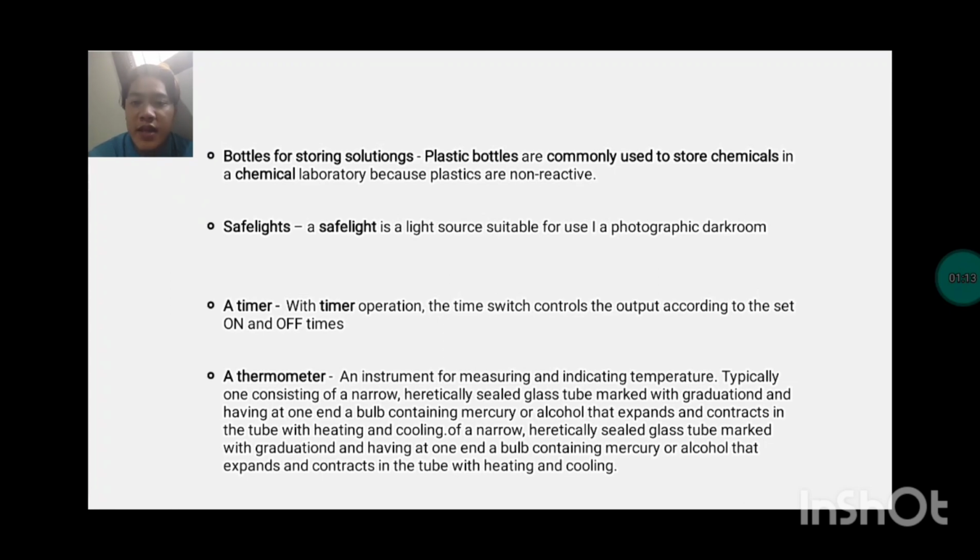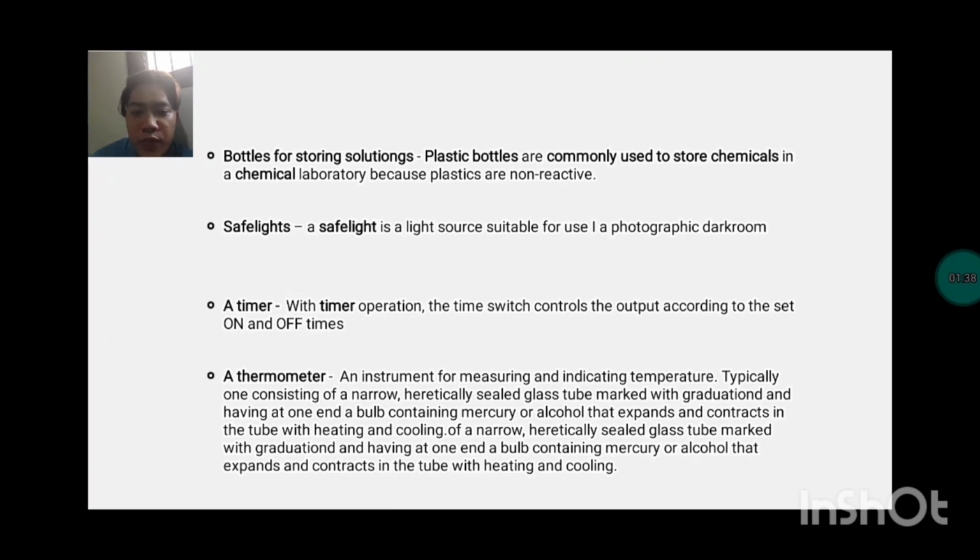Safelights. A safelight is a light source suitable for use in a photographic darkroom. A timer: with timer operation, the timer controls the output according to the set on and off times.